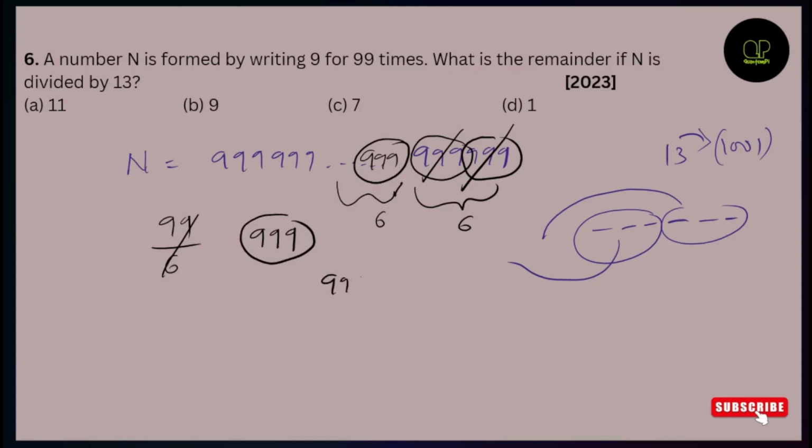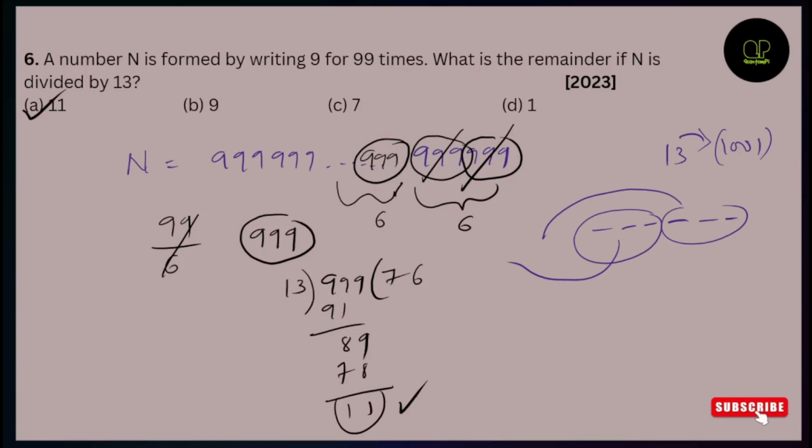Now these 3 nines, when divided by 13, what is the remainder? So 13 sevens are 91, which leaves 8. 13 fives would be 65, 13 sixes would be 78. So 11 is your remainder. So this is your answer.